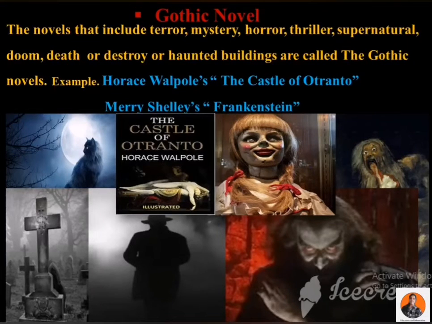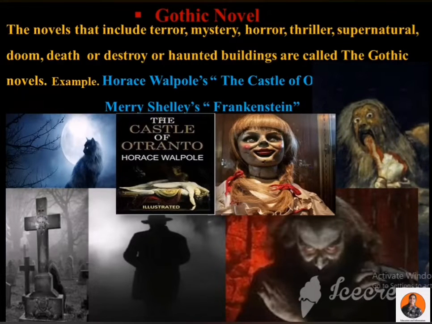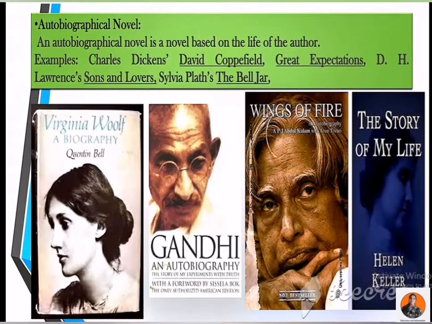The novel that includes terror, mystery, horror, thriller, supernatural, doom, dead or destroyed or haunted buildings is called a Gothic novel. See, various movies are also based on these novels. Horace Walpole's The Castle of Otranto and Mary Shelley's Frankenstein are the best examples of Gothic horror, terror, and mystery based novels. And the next, the autobiographical novel.